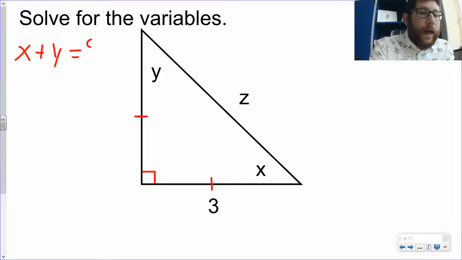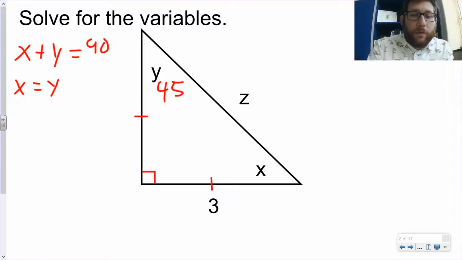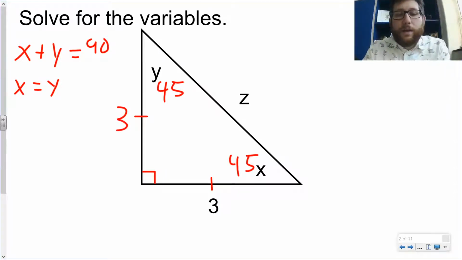And I also know they add up to 90, because of the triangle. So I know x is equal to y. I also know x and y add up to 90. So obviously these are going to have to be 45 and 45. Okay, so this is my 45-45-90 triangle. I know that this side over here is 3, because they're equal sides.